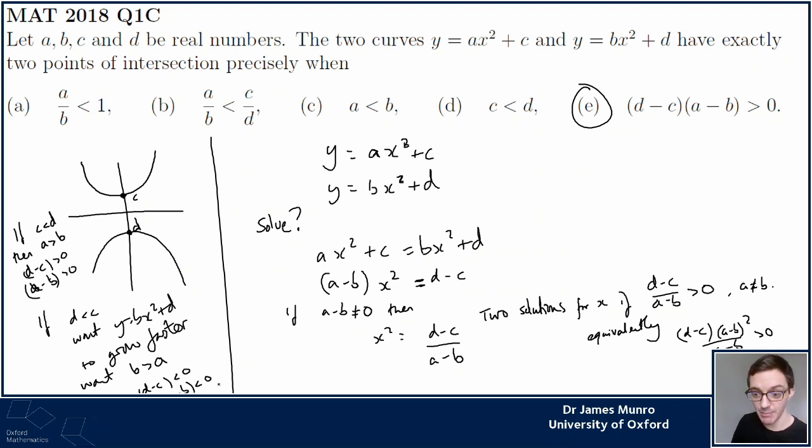So the product is going to be positive in both cases, and actually that's precisely the case in E, right? If this thing is positive, then either both terms are positive or both terms are negative. So I could perhaps have reached E through some geometric argument like the one I've shown on the left there. Okay, that's MAT 2018, question 1C, the answer is E.